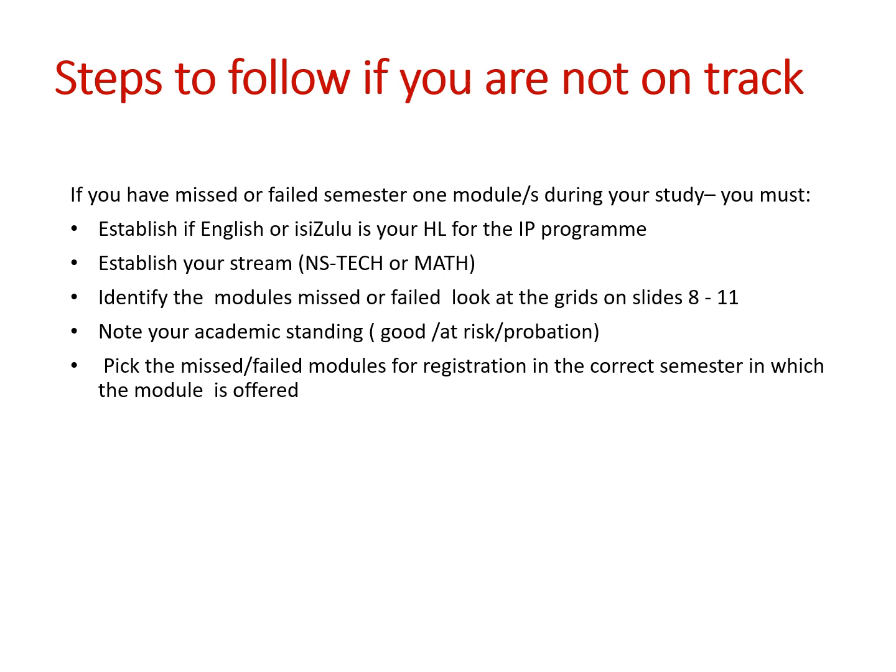Here are some steps you could follow if you find that you are not on track with your studies and are not completing the modules as per the previous slides. You need to firstly establish your language option that you have selected. Is it English home language with isiZulu FAL, or is it isiZulu home language with English FAL? Then you also need to establish your stream of specialization. Is it NS Tech or is it mathematics, so that you can choose the correct language option modules and the stream modules. Thereafter, if you have failed or missed modules, you need to look at grids 8 to 11 to make sure that you complete these modules in the semester that it is offered.